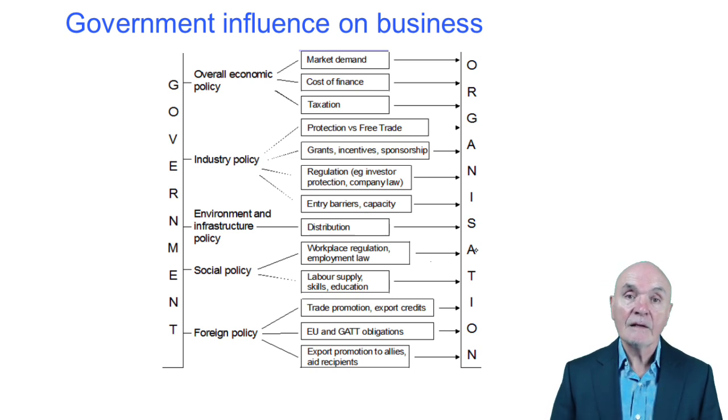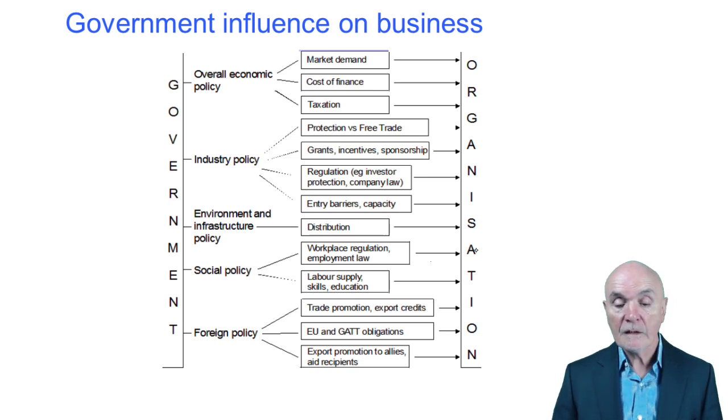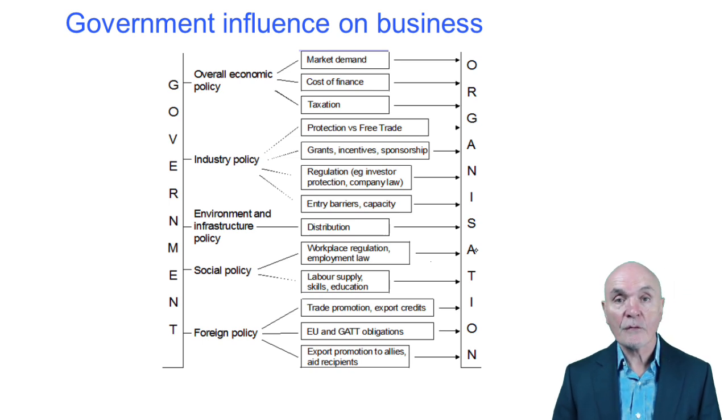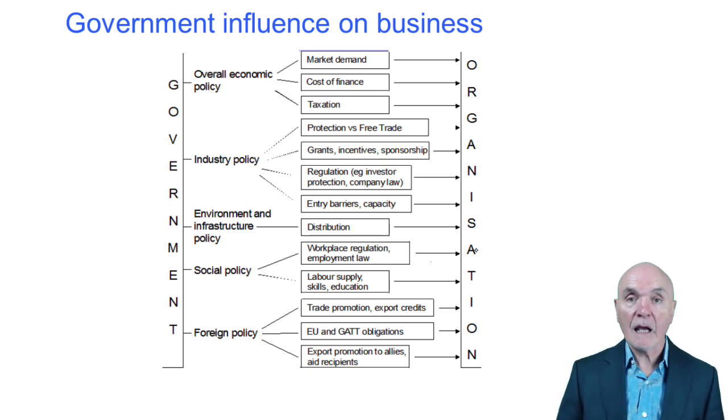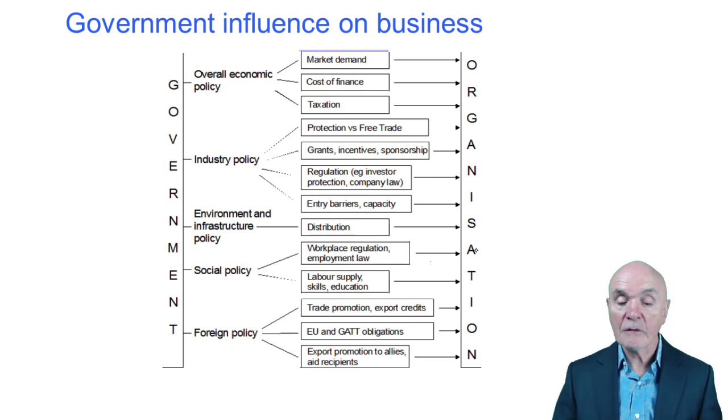The government can try to encourage certain areas. It can give grants, for example, maybe to set up high-tech industries. It can give grants to get companies to set up in areas of the country which have got high unemployment.